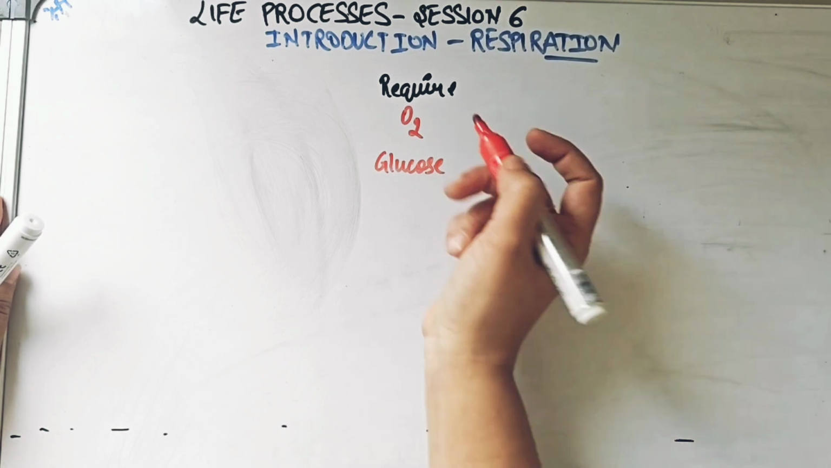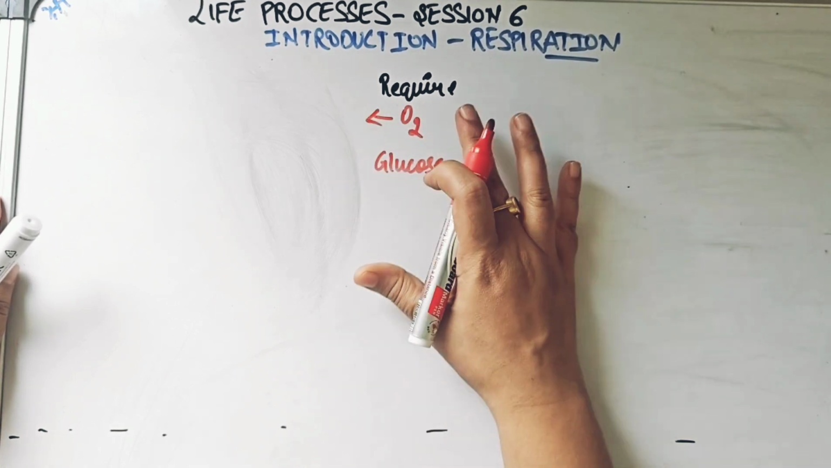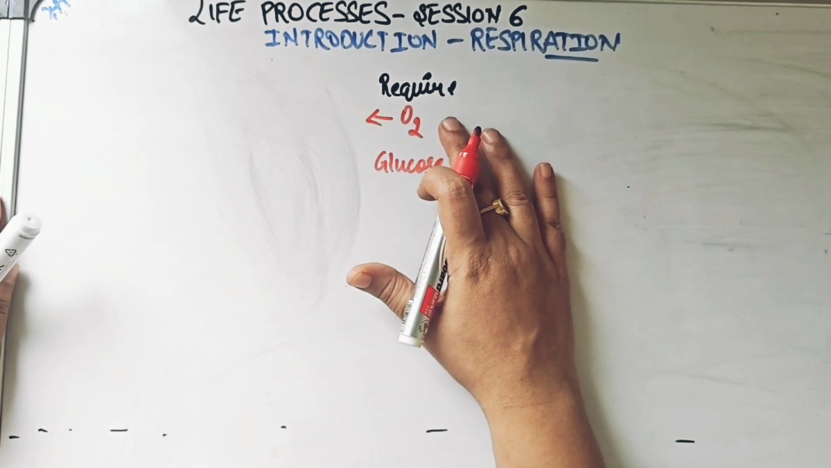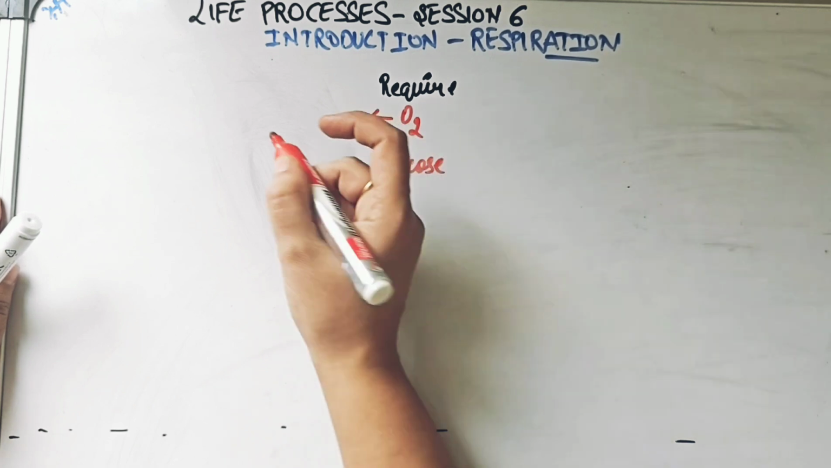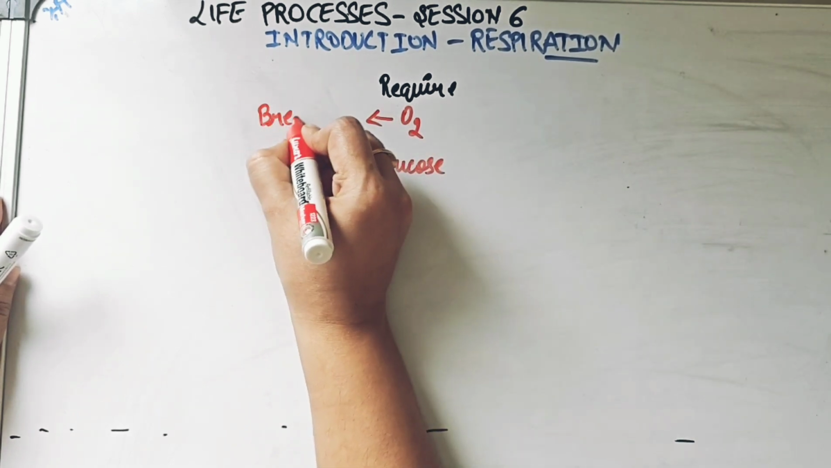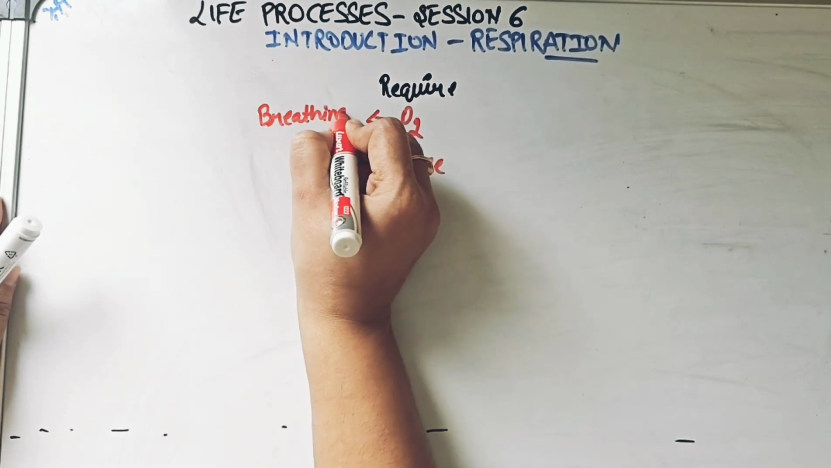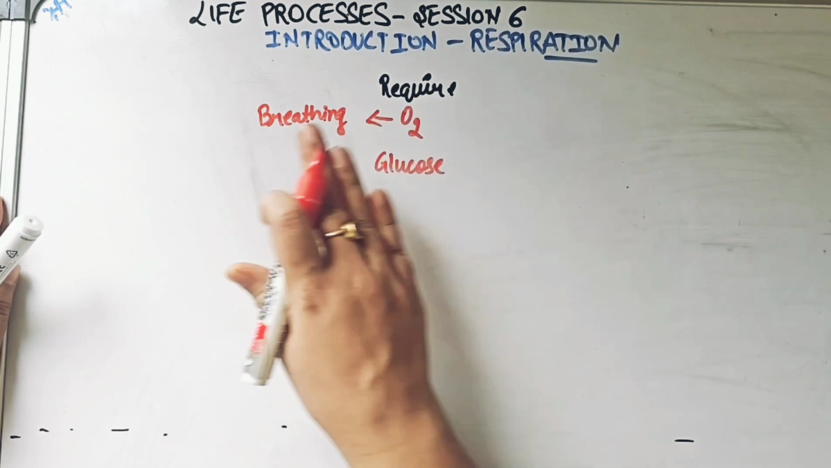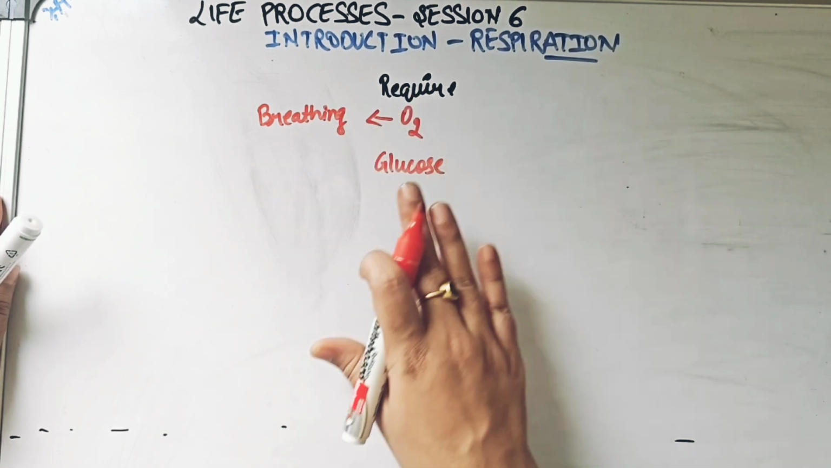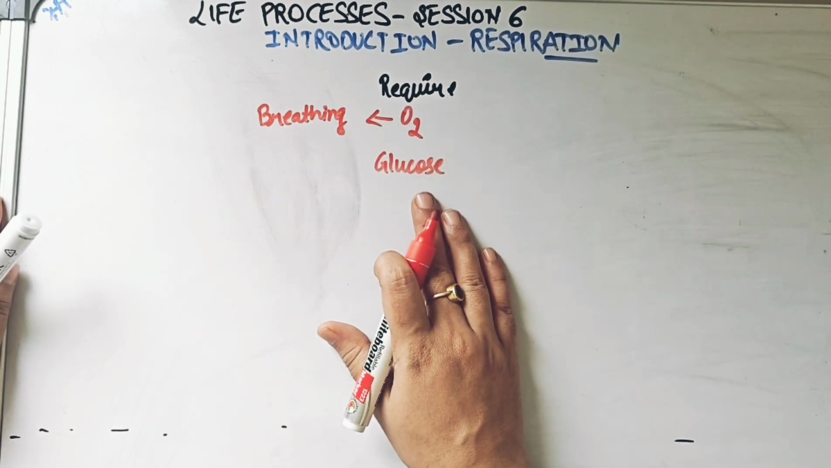Just think about it. Just now as we discussed, who is going to give oxygen for the process of respiration? You are going to get your oxygen through the process of breathing, right? Just now we discussed the inhaling and exhaling. So through inhaling, what you are going to get is your oxygen. How are you going to get this glucose for respiration?